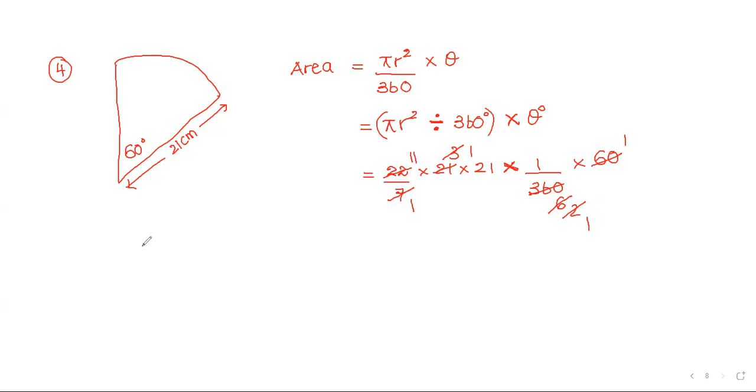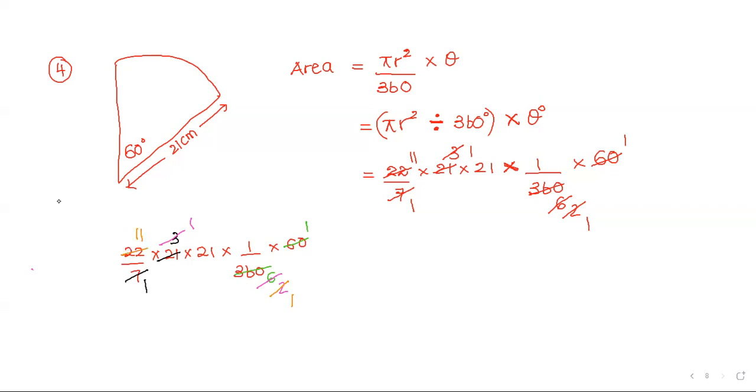Okay, I will show you the simplification again. 22 over 7, 21, 21 and 1 over 360 multiplied by 60. I will take different colors to show you step by step. 7 times 1, 7 times 3. Okay, so then I will take another color. 60 times 1, 60 times 6. Right. So then you just see the 3 times 1, 3 times 2. Right. So then I will take another color. This one. Right, so then the 2 times 1 and 2 times 11.